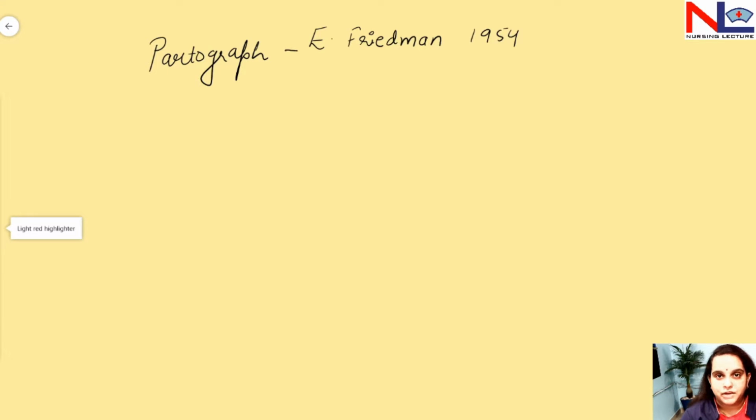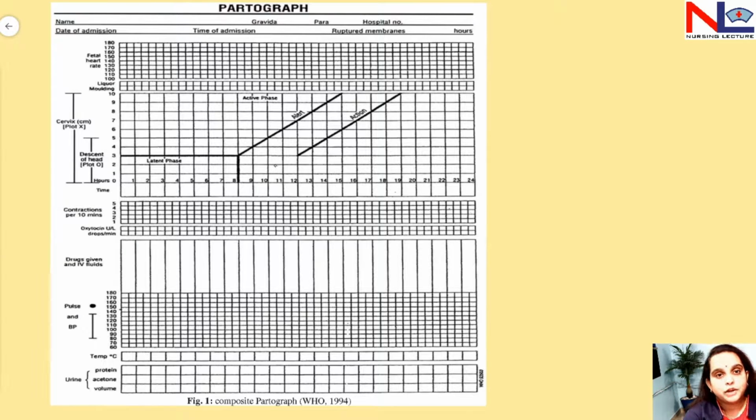So, let me show you the image. What is the composite partograph? So, here is the composite partograph in which various parameters we are measuring simultaneously, that is the fetal heart rate, cervical dilatation, descent of head, contractions during a 10-minute period of time, and the drugs which we are giving to the woman and the maternal outcomes.